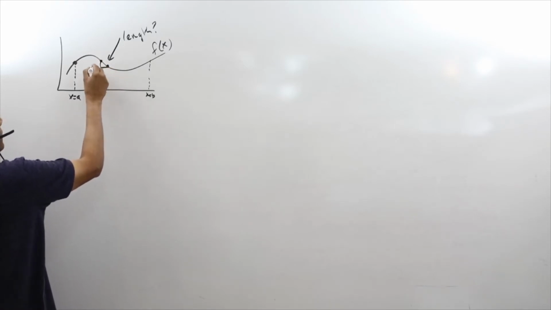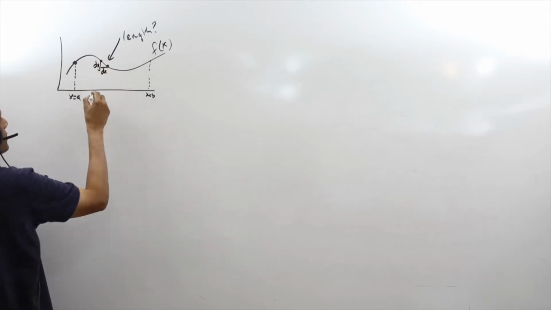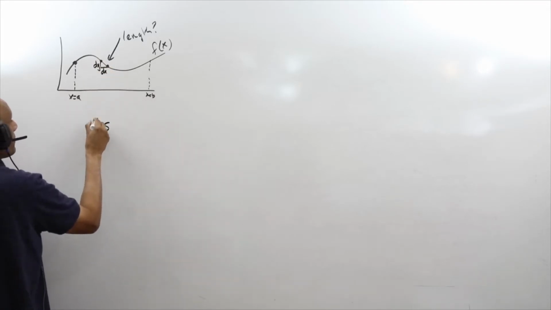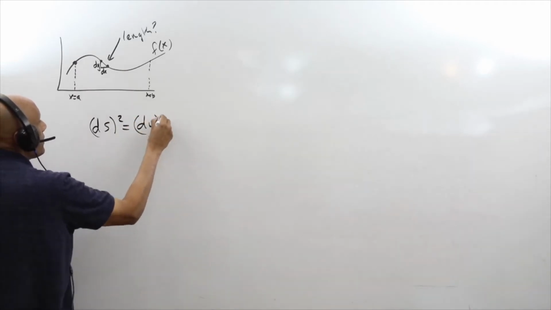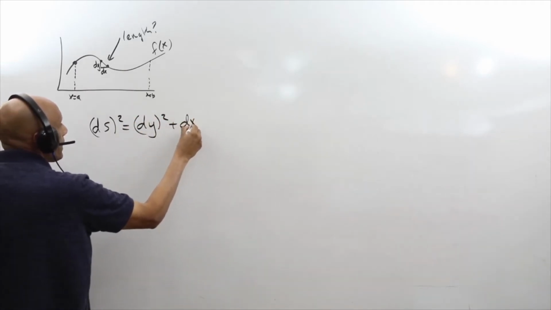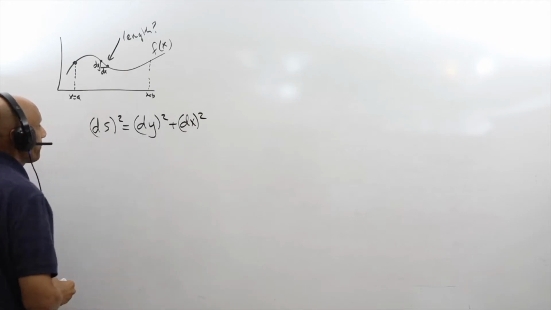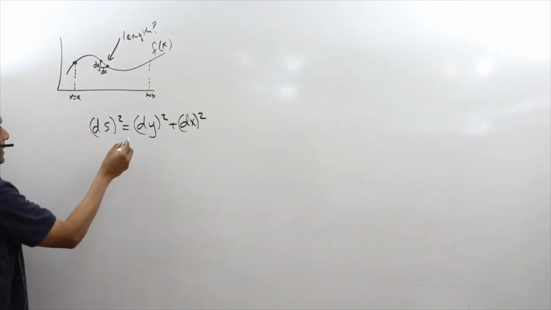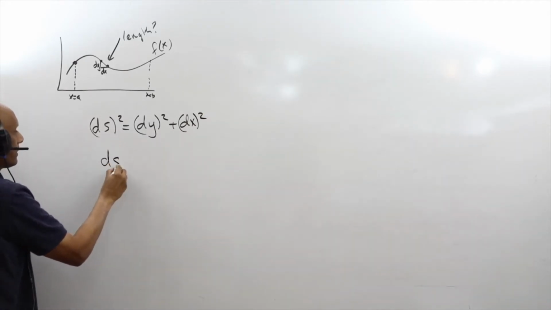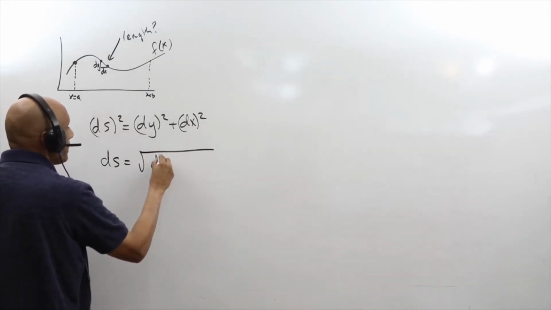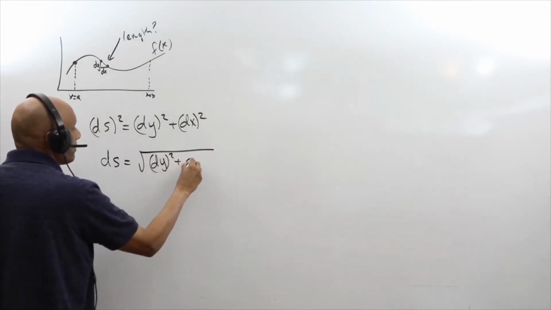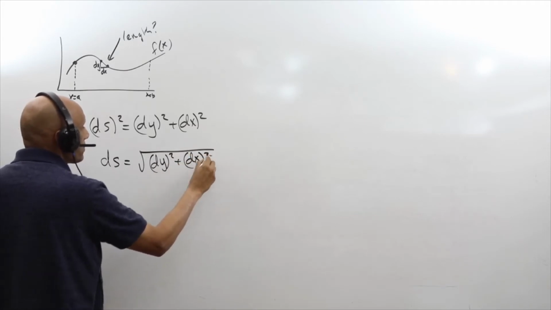We can call one side dy and the other side dx. The length of that segment of the triangle comes from Pythagoras' theorem, which basically says ds squared is equal to dy squared plus dx squared. So we can now solve for ds, which is the square root of dy squared plus dx squared.